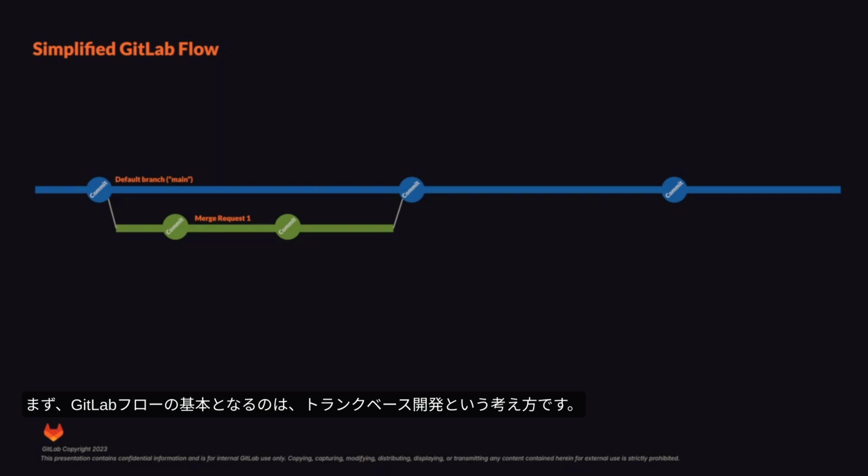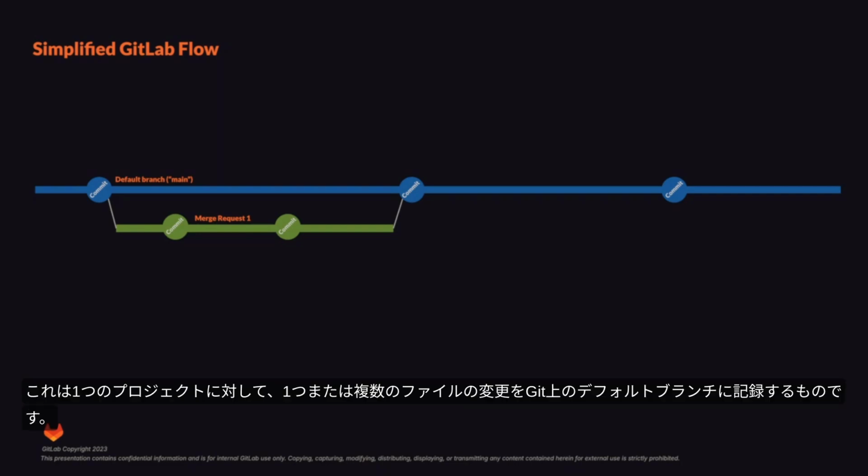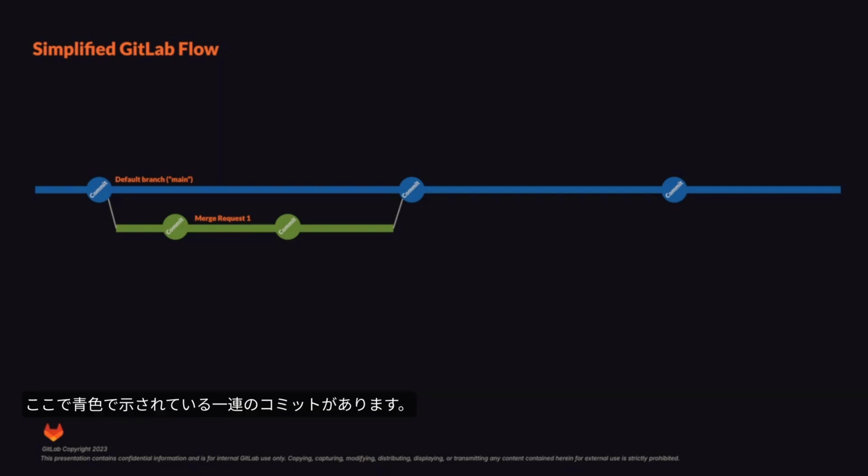First off, we have the basis of GitLab Flow, which is this idea of trunk-based development. You always have a default branch. It is currently by default called main. It used to be called master. And so there are commits, which are changes in a project, this is for one project, to one or more files that are recorded in Git on the default branch. So there's a series of commits here shown in blue.